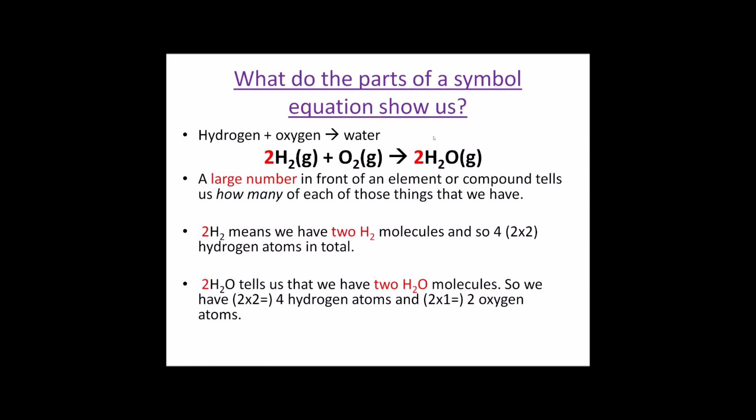But we've also got now 2 times 1, because there's no number after the oxygen. If there's no number after the oxygen, we imagine there's a 1 there. So 2 times 1 is 2 oxygen atoms. So 2H2O, 4 hydrogens, 2 oxygens in total.